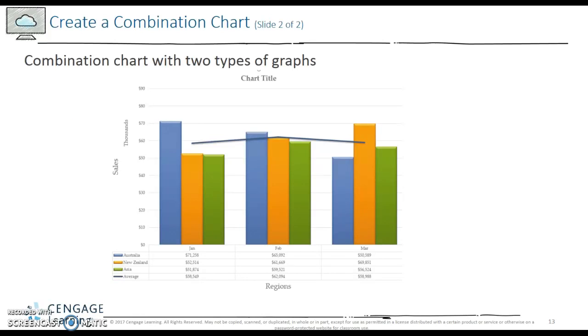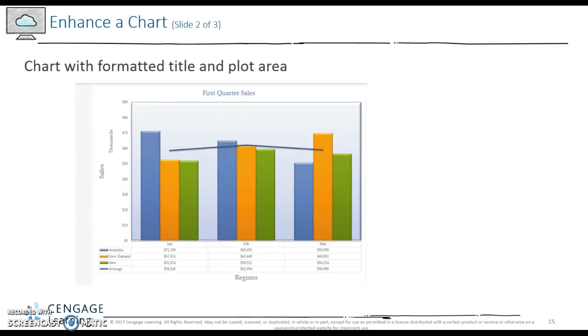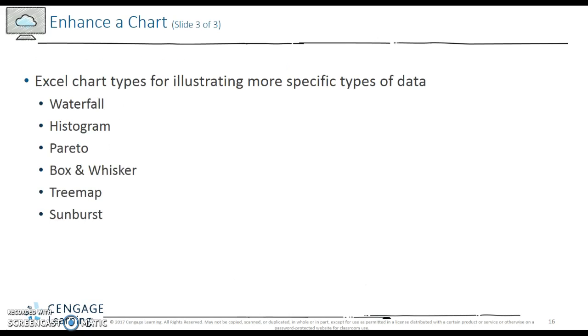Pretty cool. You can also add word art. Word art is a pre-formatted shape or object that you can use. To do that, you click on the Chart Tools Format tab, click on the More button, and then Word Art Styles. It can enhance the chart by adding shape and style. So here's an example of a chart with a shape added to it, and it really enhances the chart or puts definition in the areas that you want to put definition in.